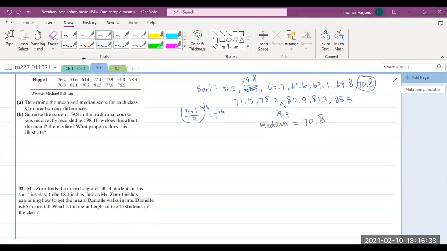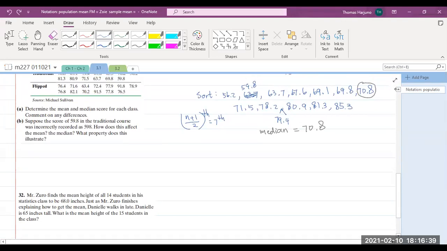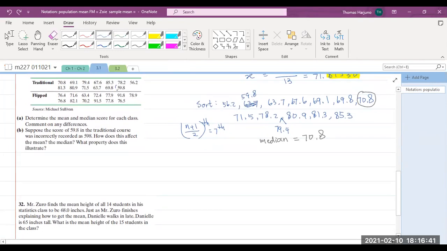Part B asks a conceptual question. Suppose the score 59.8 was misrecorded as 598. How will this affect the mean? Of course, because you have a larger number compared to the supposed one, your mean will be higher, right? But it will not affect the median by much.